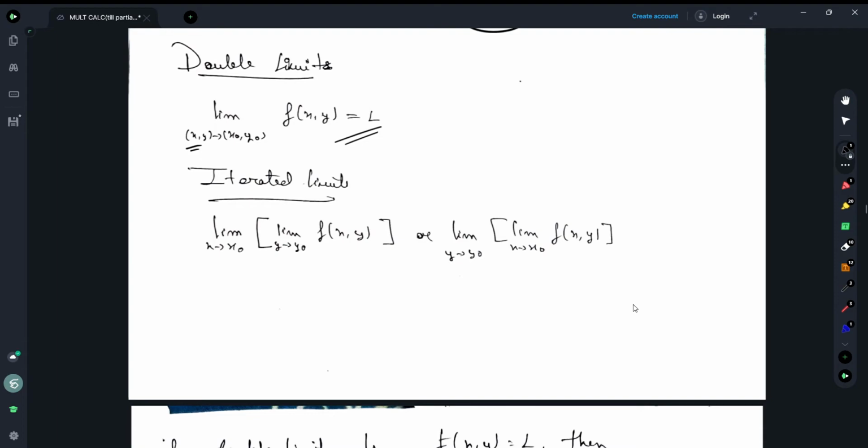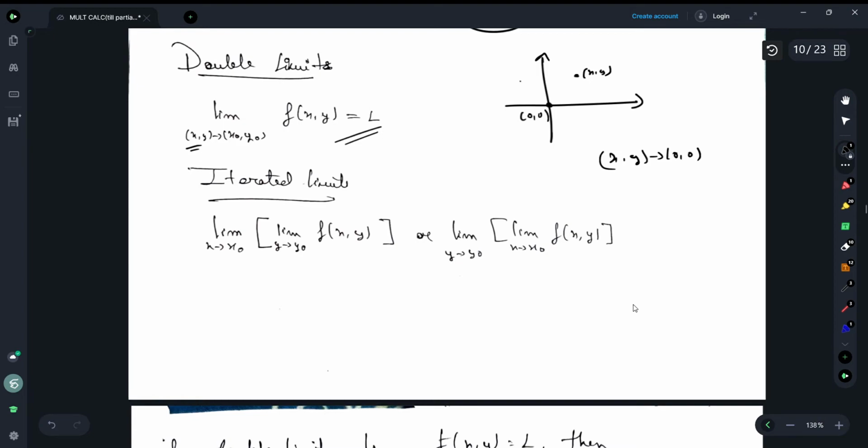What I'm trying to say is that suppose you have a point (x,y) here, and you need to reach the origin. So what you can do is come directly to the origin. It is not mandatory that it must take this path only. You can come like this, or you can come like this. But what I'm trying to say is that this point directly reaches the origin, which is calculated in the case of the double limit.